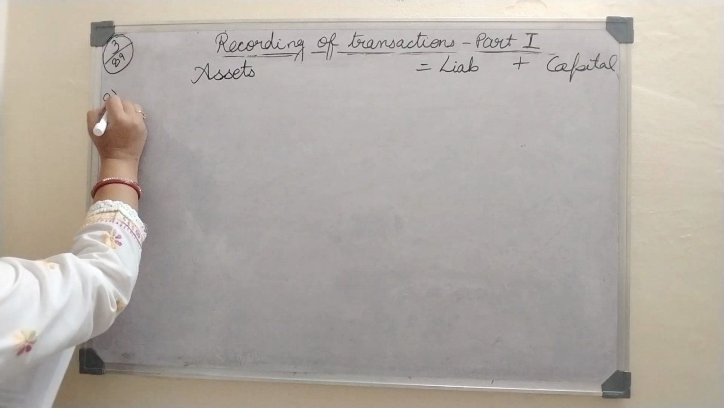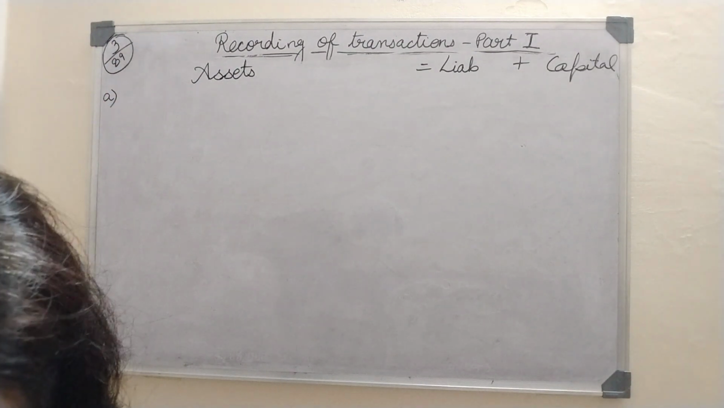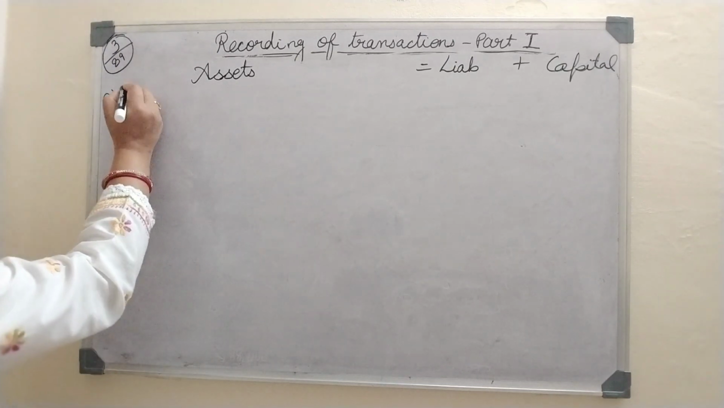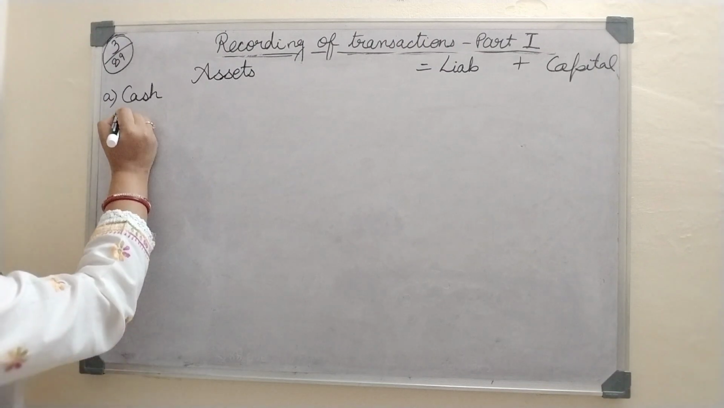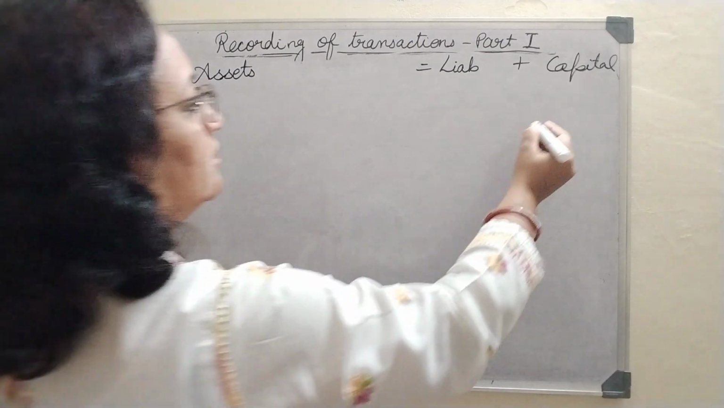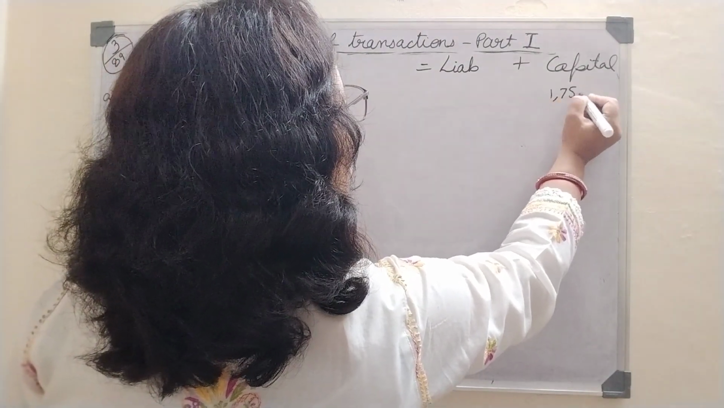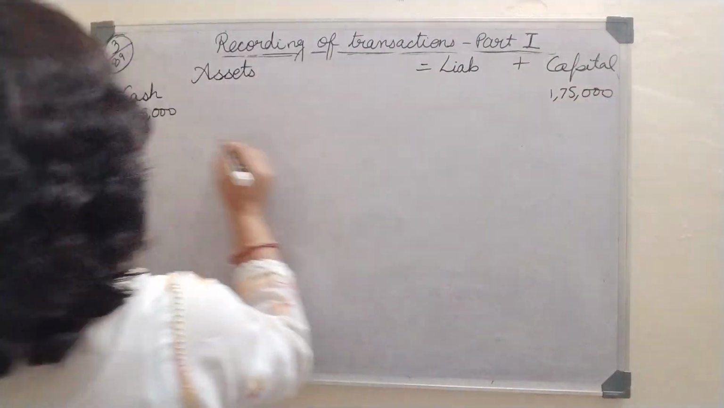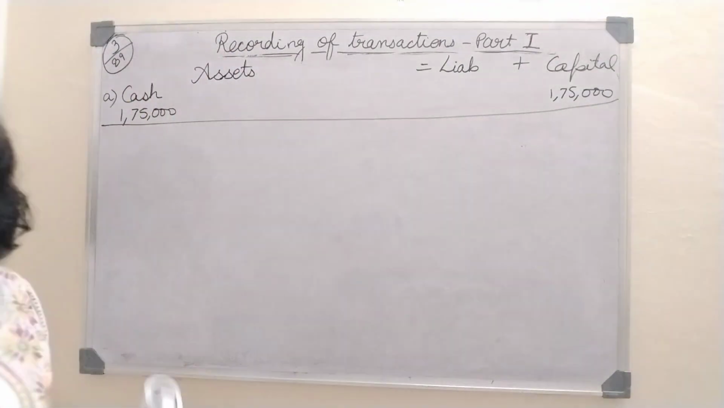The first one says business started with cash. So whenever business is started with cash, over here it comes under the heading of cash, 1,75,000, and under capital also it will come as 1,75,000. I am not totaling it up. We know our LHS is equal to RHS.